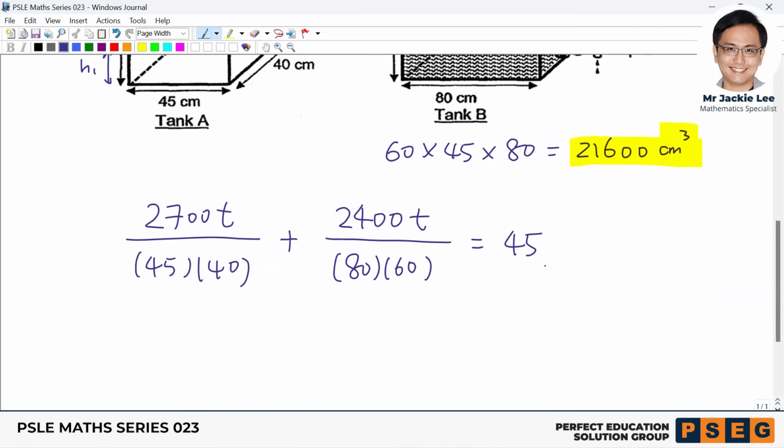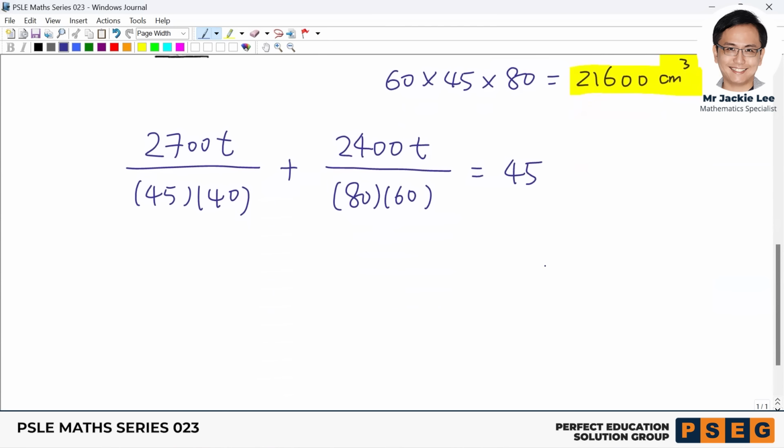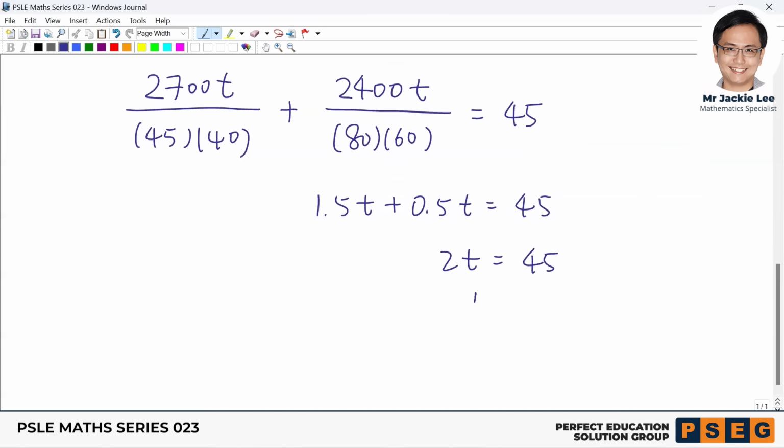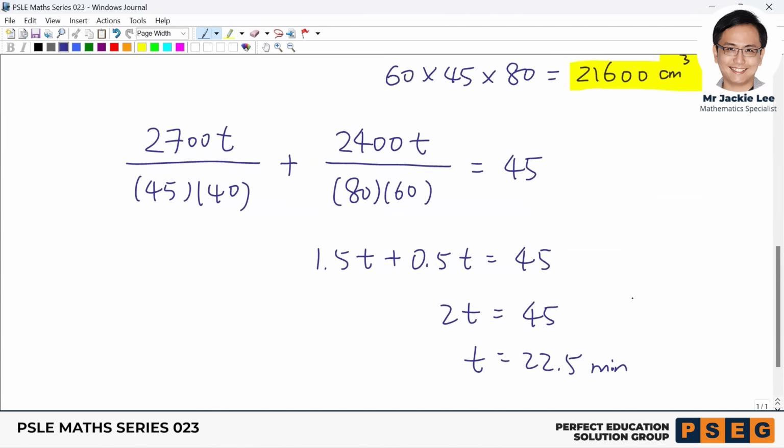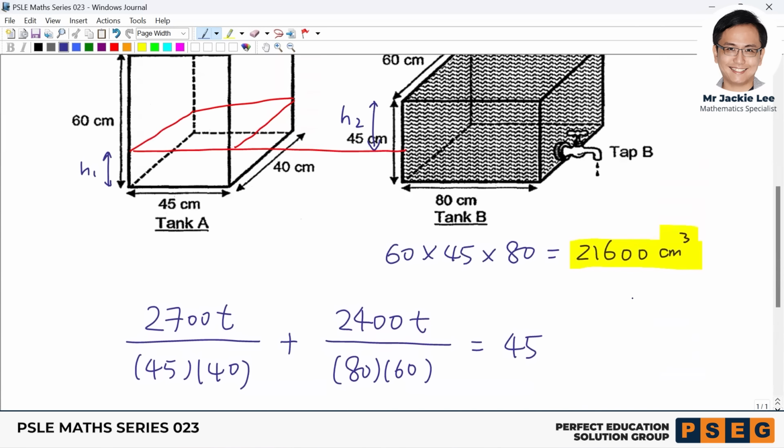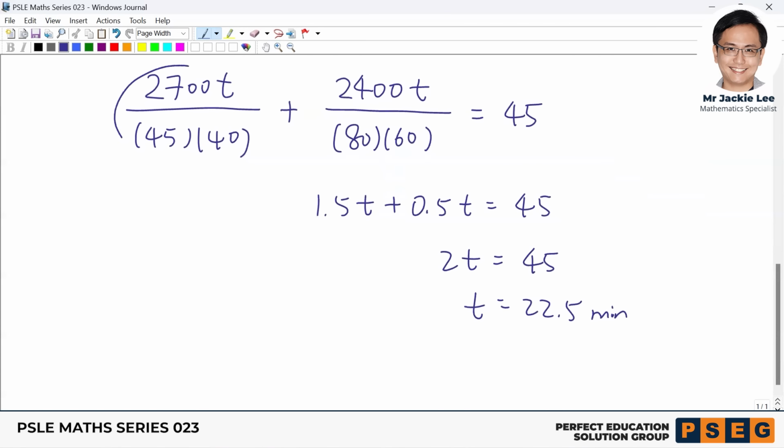If this question is in paper 2, of course, you press the calculator. 2700 divided by 45 divided by 40 will give us 1.5T. Meanwhile, for the second one, 2400 divided by 80 then divided by 60 will give us 0.5T. So that means 2T equals 45. Therefore, 1T is 22.5 minutes. The question is asking for H1, so we just update the T with 22.5.